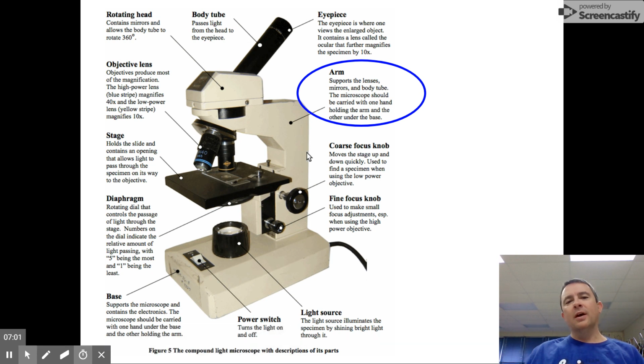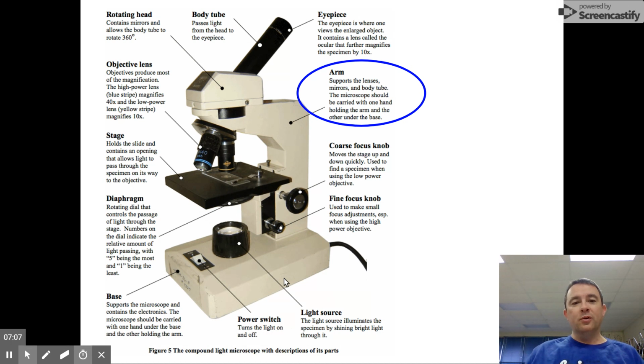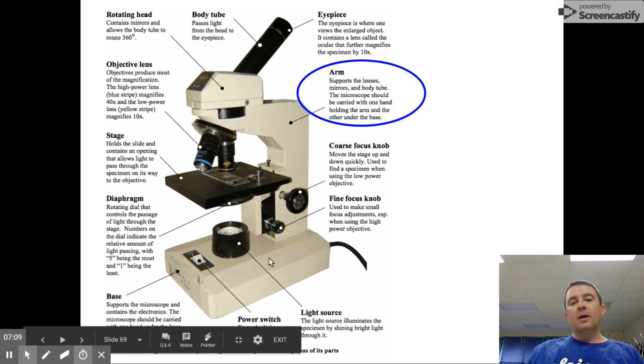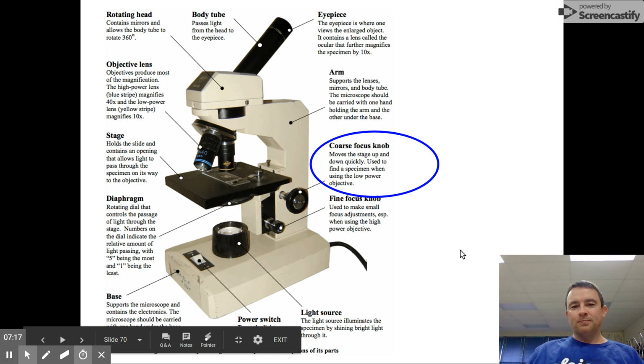Even a relatively inexpensive microscope costs something on the order of $300 to $400. I think the ones that we have here at Union Pines are about $500 a piece, and so you don't want to drop it. So one hand on the arm and the other hand on the base.